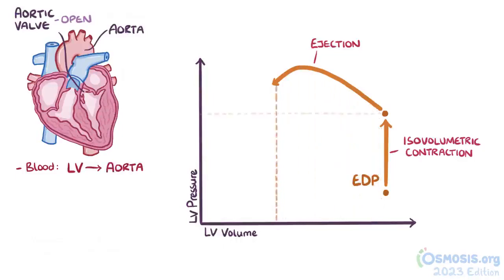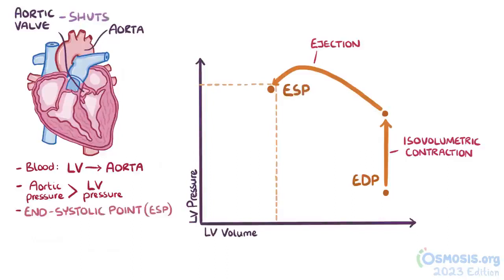So the left ventricle continues to contract and ventricular pressure keeps on getting higher and higher, but then it starts to fall a bit when the aortic pressure exceeds the pressure in the left ventricle. At this point, the aortic valve shuts, and this is the end of systole, which is really imaginatively named end systolic point.